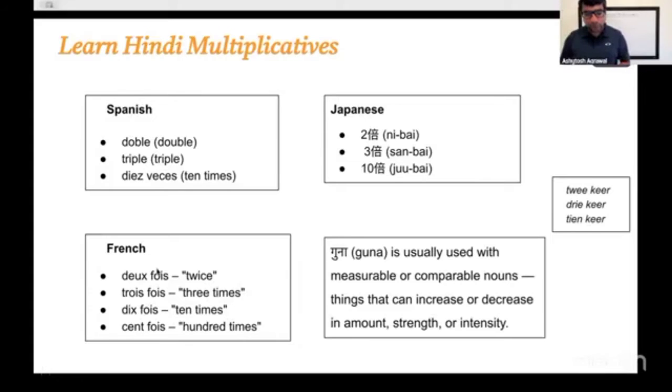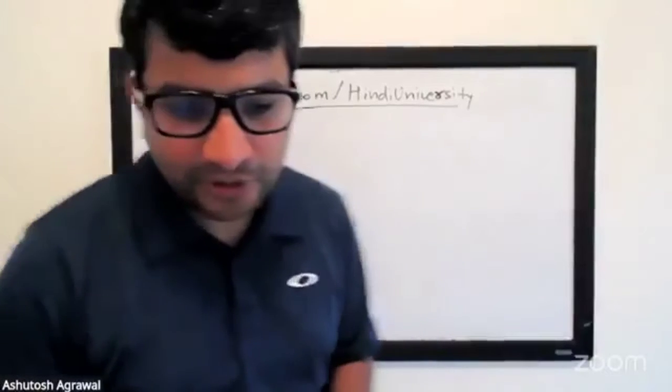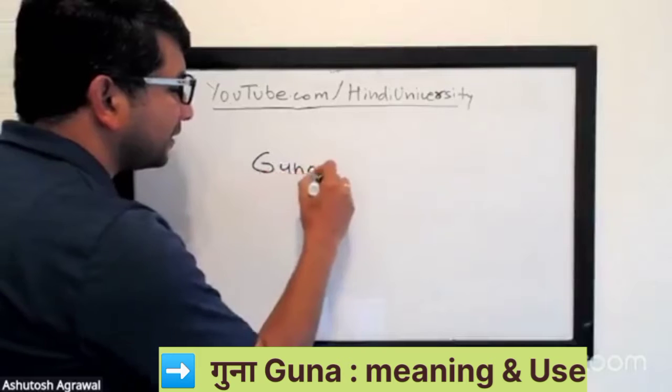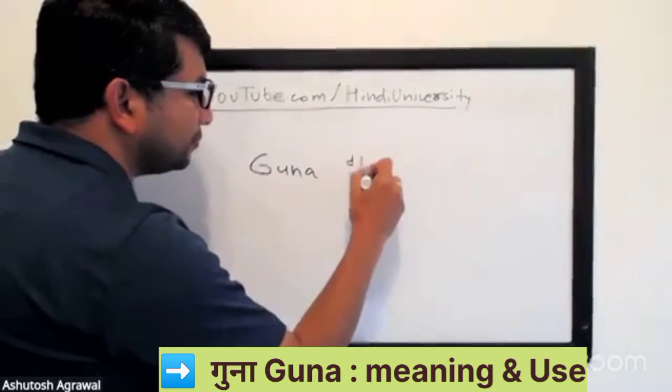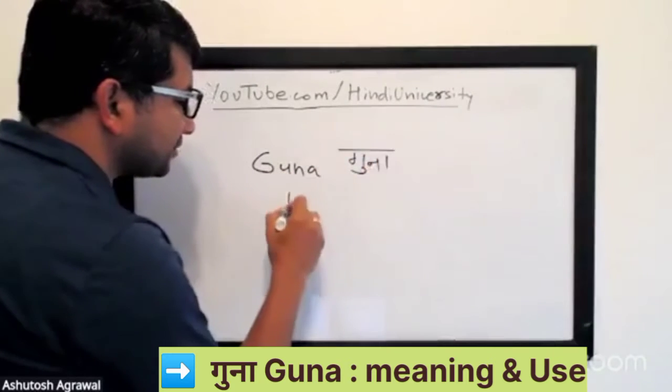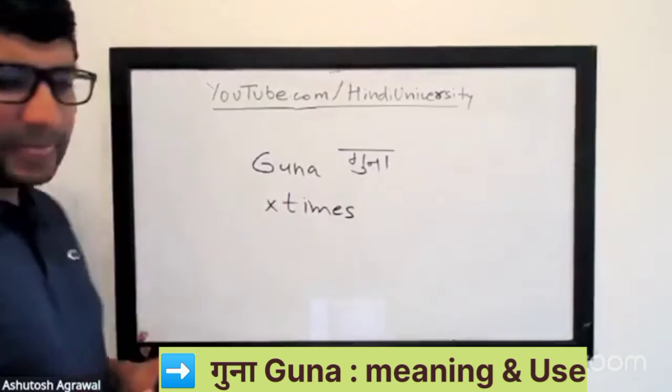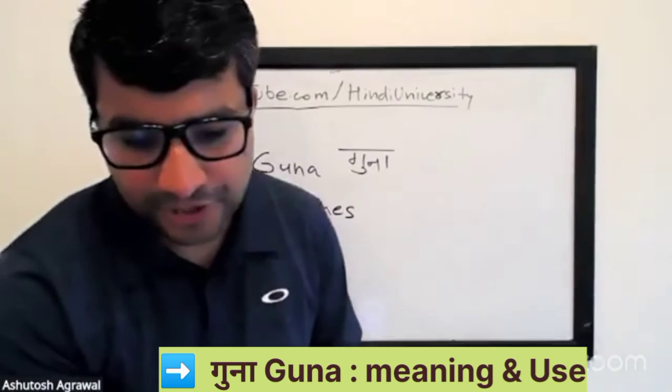In Hindi also we have the suffix called guna. Okay, I'm going to stop sharing and talk about it. So we have this suffix called guna, spelled K with u and then na, which is basically nothing but times. Right? And I'm going to share it again.